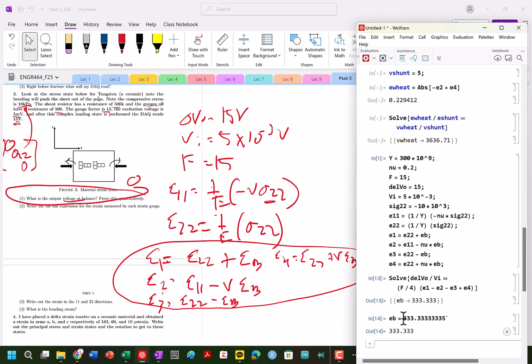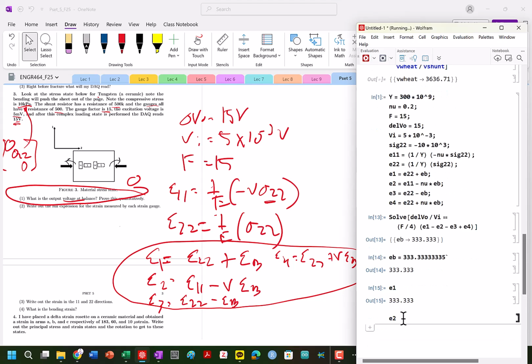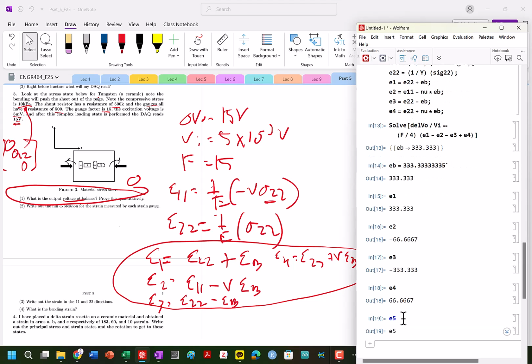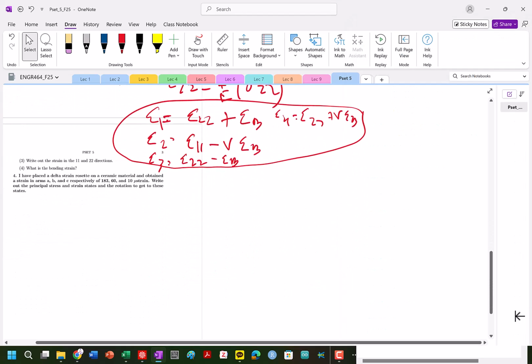It just kind of makes sense. I mean, again, it's ridiculous, but that's a big output voltage. But anyways, E1, E2, E3, E4, and then, no, there's no E5. Fantastic. All right, last problem.